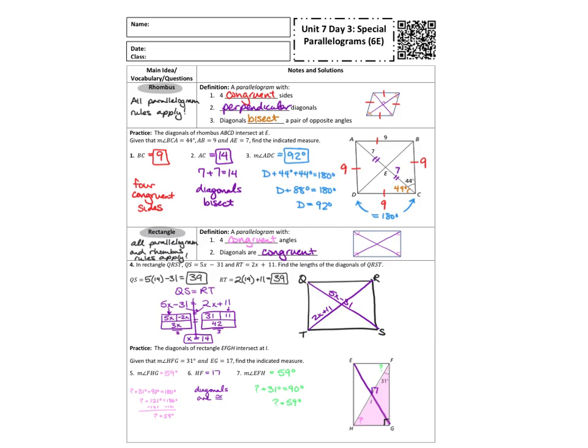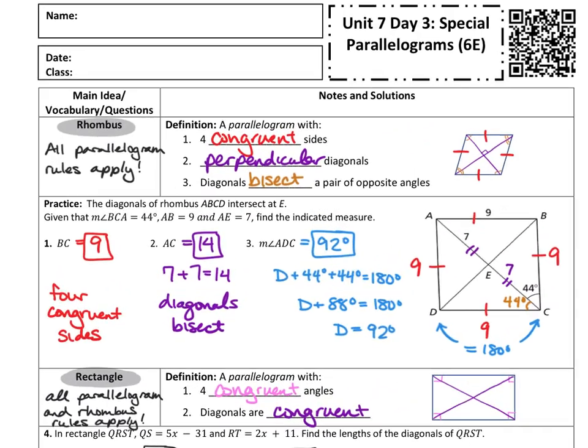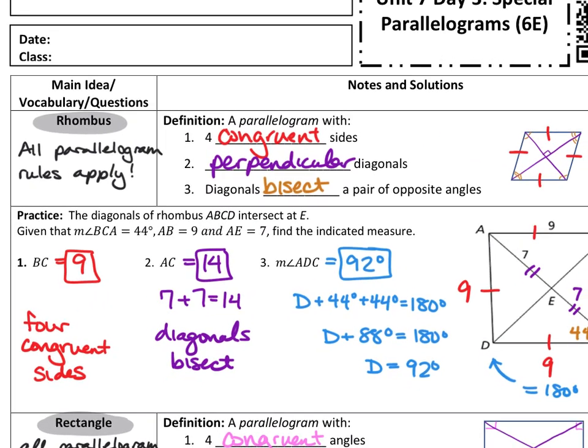Okay, for a rhombus, that's the first special parallelogram. First of all, all of the rules from your notes about parallelograms apply, meaning there are 2 sets of parallel lines and all of the properties from that set of notes. But in addition, a rhombus is going to have 4 congruent sides. So no matter what one side length is, that means all of the side lengths are the same length.